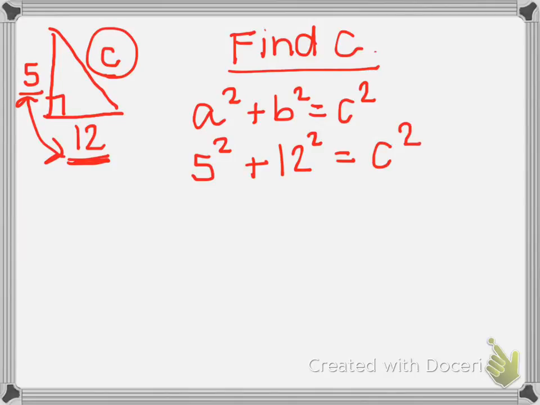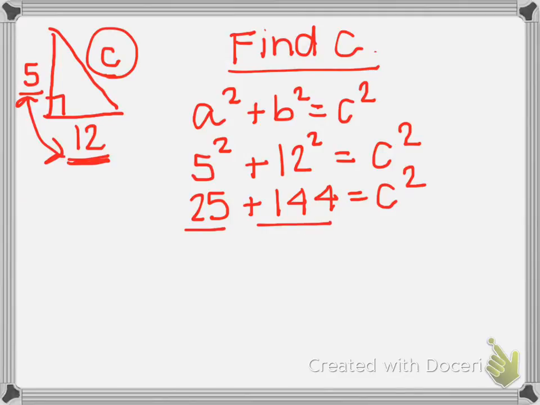Now, all I need to do is solve and simplify. So I have 5 squared, which will give me 25, plus 12 squared would be 144, and then the c squared is just going to come down since that's what we're looking for. Now if I add 25 and 144, that is going to give me 169. And then c squared still comes down.